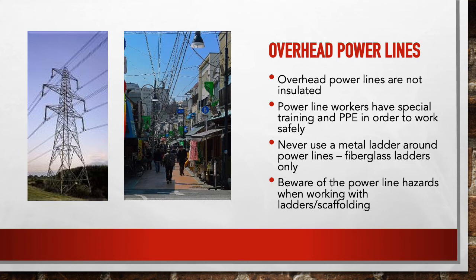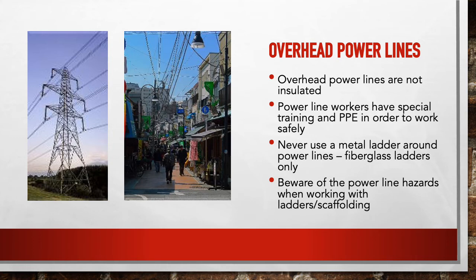So overhead power lines, major issue. Minimum distance for overhead power lines is 10 feet, and that increases as voltage increases. So one major issue is they're not insulated, meaning there's no cover over them, and coming into contact with them, you will become part of that system. Power line workers have special training in PPE in order to work around them safely. Obviously, they'd be considered qualified.